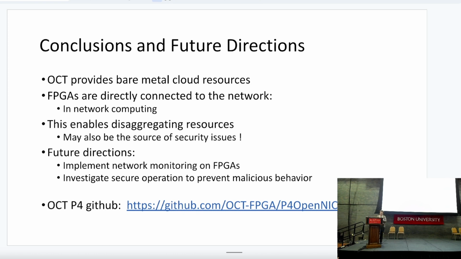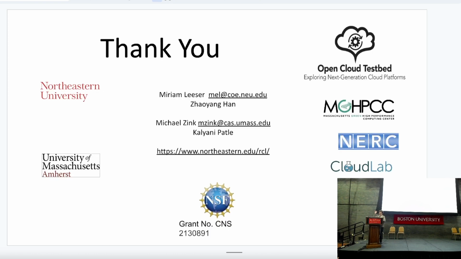I do want to say that we're also trying to replicate a lot of what we're doing in a lot of the other systems you've heard about. So Fabric, Chameleon, OCT, we all have the same FPGA, so we're trying to copy things across different networks. Although I don't think Fabric would like it if I launched a denial of service attack.